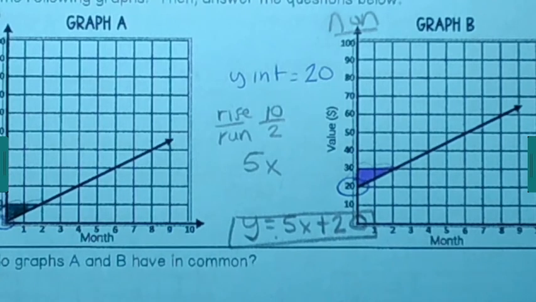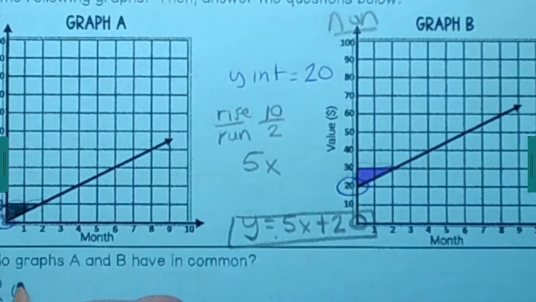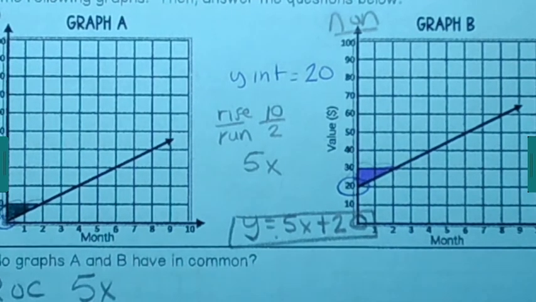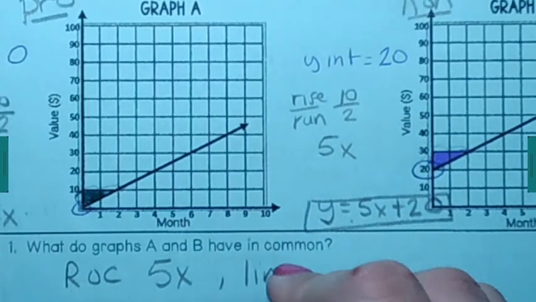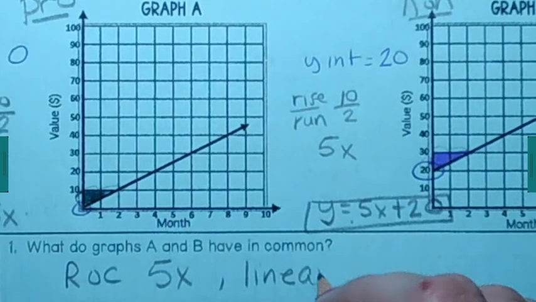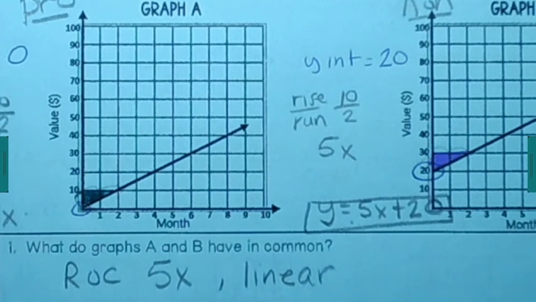Okay? So what do these graphs have in common? They both kind of like 10 and they both equal 5x. Okay? So the ROC is 5x on both of them. Okay? They also both make a what? Linear. They're linear. Okay, they make a line, so they're linear. Okay? If it has a rate of change, it is linear. If you were here in class, I'd make you tell your neighbor. I'd make you tell me. If it has a rate of change, it's linear. Okay? And these both have a rate of change of 5, and they're both linear.